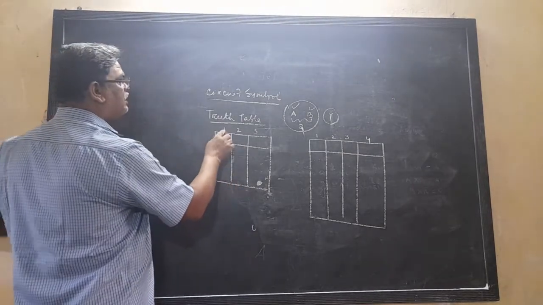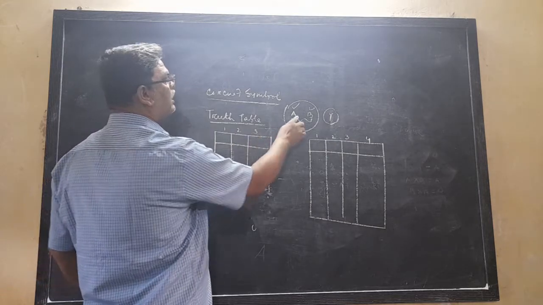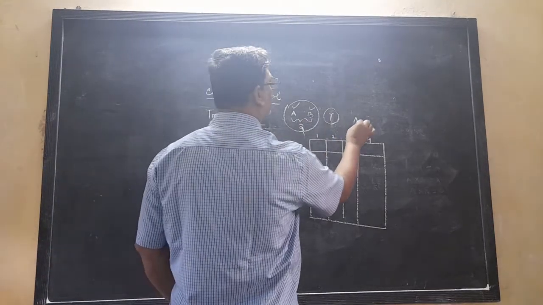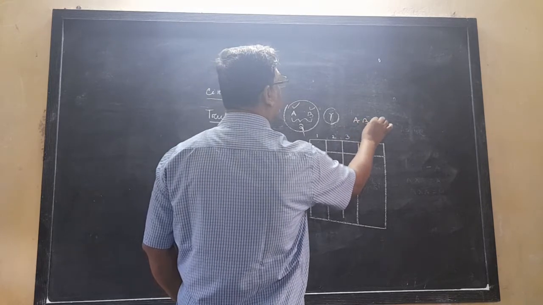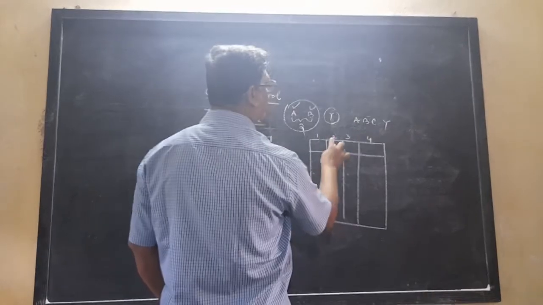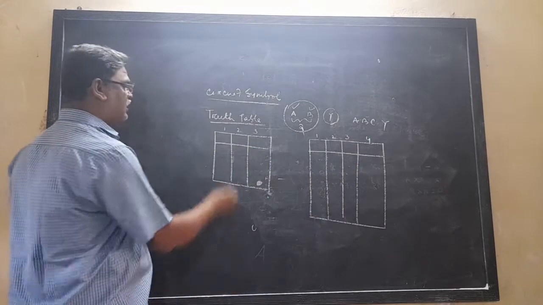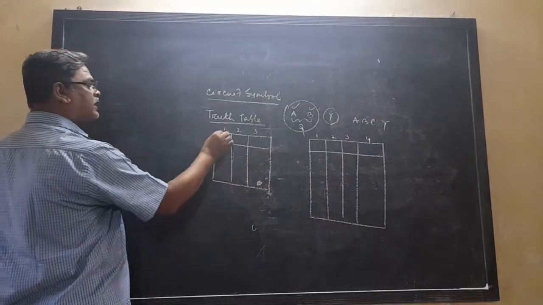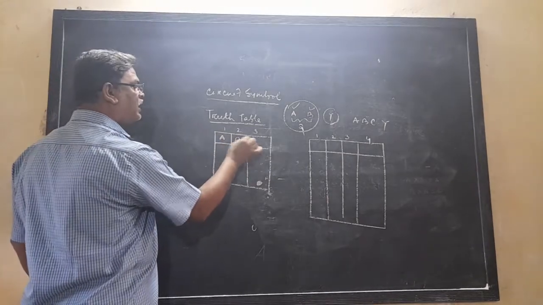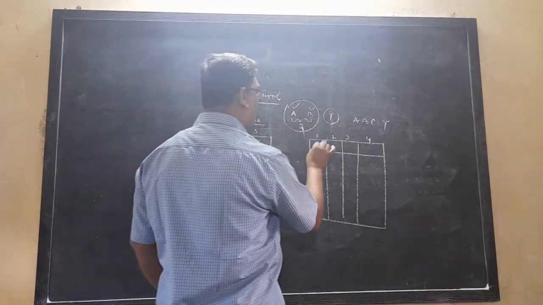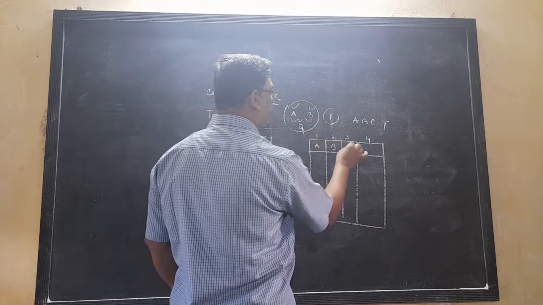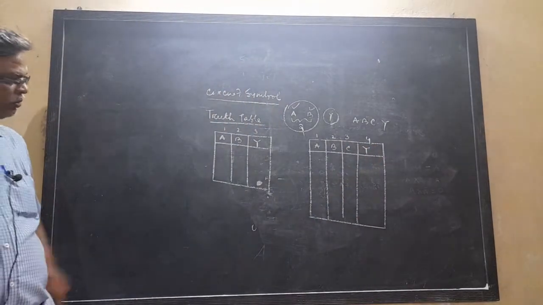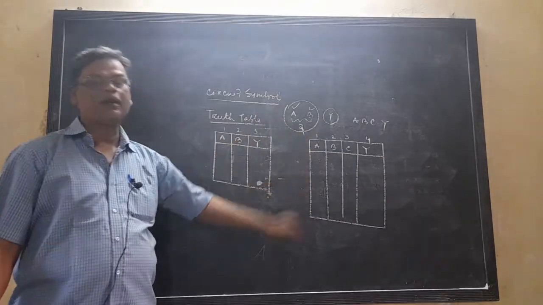So here, inputs 2 and output 1, that is 3 columns. If we take 3 inputs A, B, C and output Y, the first row is the heading: A, B, Y. Similarly, we write A, B, C and Y for 3 inputs. Clear?